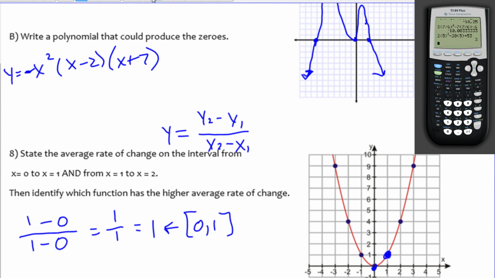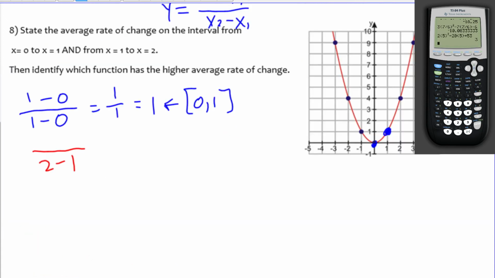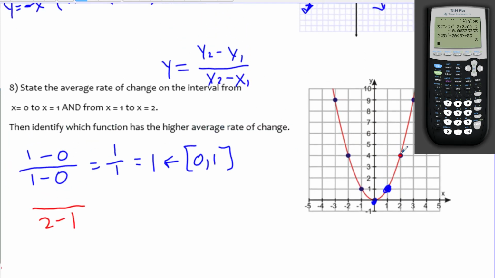Okay, from 1 to 2, we're going to do the same thing. Now this is going to look like 2 minus 1 on the bottom. Let me slide down a little bit. Okay, so 2 minus 1. Then I'm going to go over here and say at 2, my output is 4. And we already said at 1, the output is 1. So in this case, my average rate of change is 3 over 1, which is 3. So on the interval from 1 to 2, the average rate of change was 3. Now it asks which one has the higher average rate of change. In this case, it looks like the interval from 1 to 2 has the higher average rate of change.